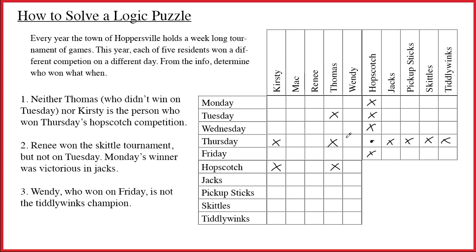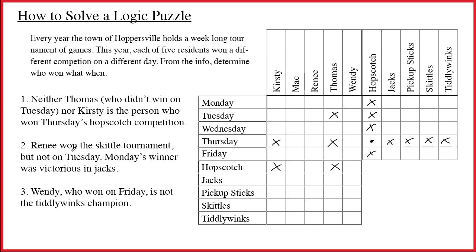If hopscotch is on Thursday, then it's not on Monday, and it's not on Tuesday, and it's not on Wednesday, and it's not on Friday. And if hopscotch is on Thursday, then neither Jacks, nor Pickup Sticks, nor Skittles, nor Tiddlywinks was on Thursday. Notice that long sentence is just an extraordinary string of if, thens, ands, nots, and ors. And yet we're thinking these relations with incredible ease.